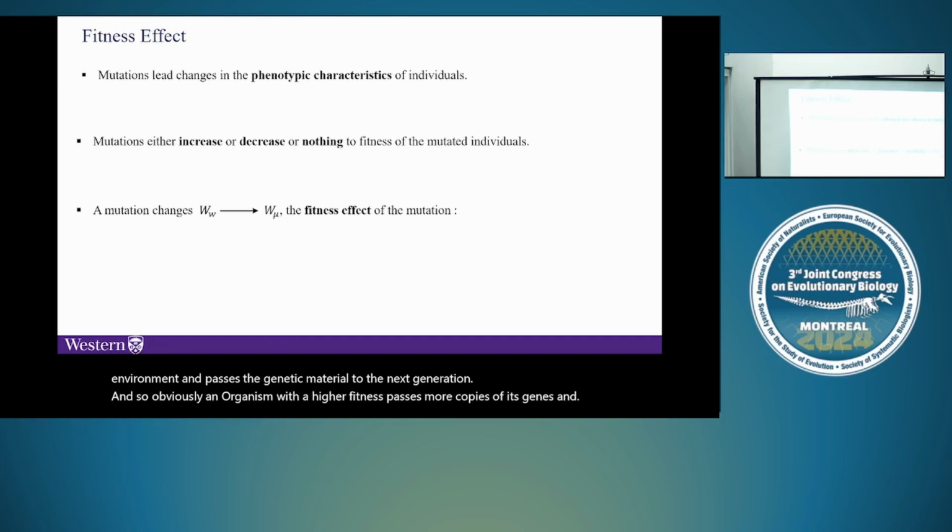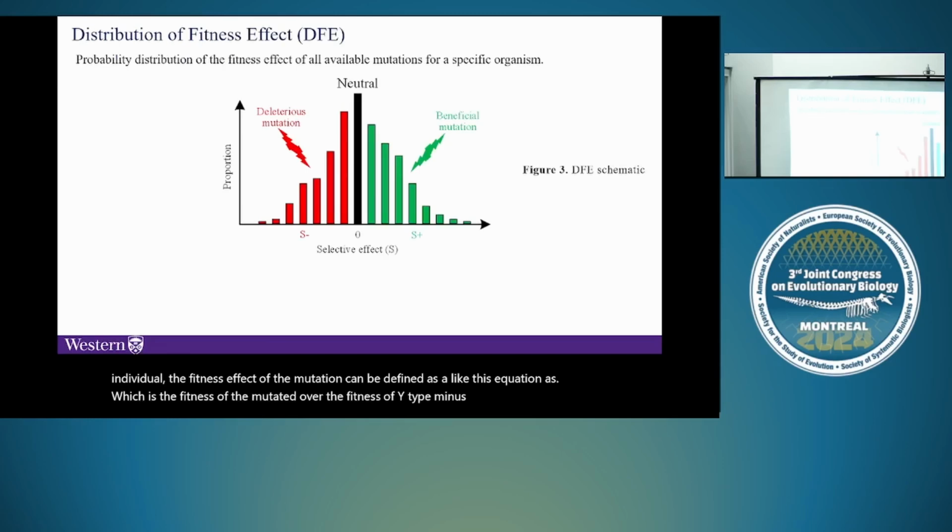Mutations can lead to changes in the phenotypic characteristics of individuals, if a mutation either increases, decreases, or sometimes does nothing to the fitness of the mutated individuals. If a mutation changes the fitness from the wild type to the mutated individual, the fitness effect of the mutation can be defined by this equation: S, which is the fitness of the mutated over the fitness of wild type, minus 1. So the probability distribution of fitness effects of all available mutations for a specific organism is called the distribution of fitness effects.